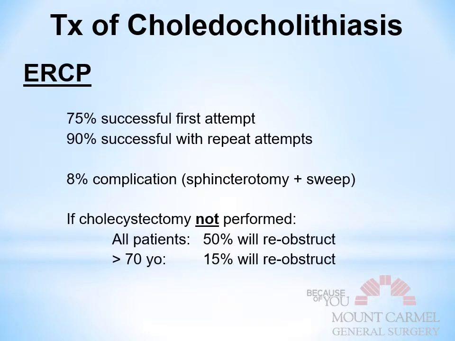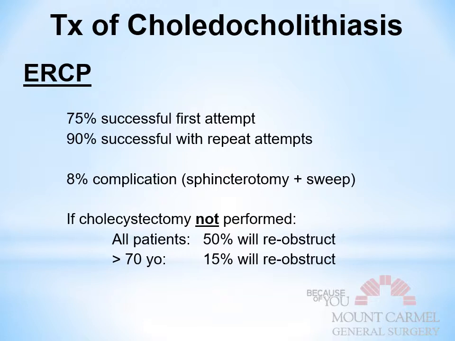So an ERCP is 75% successful on the first attempt and 90% with subsequent attempts up to 3. There's an 8% complication risk, which occurs almost exclusively in patients that have a sphincterotomy and a sweep. Now, if you're going to do an ERCP without a sphincterotomy and a sweep, you're essentially doing a useless one. The point is, it's an acceptable complication rate.